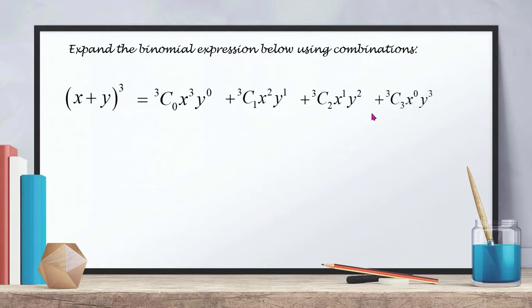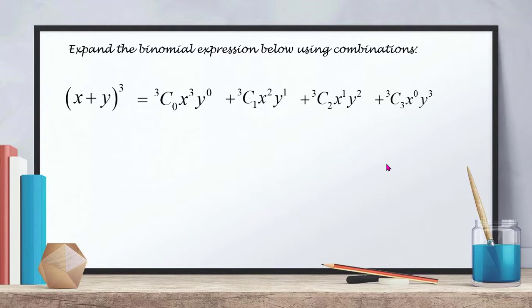The fourth term is 3 combination 3, and we are counting 0, 1, 2, 3. We're subtracting 1 on the powers of x, so 3 minus 1 is 2, 2 minus 1 is 1, 1 minus 1 is 0. And on the powers of y, we're just adding 1, so 0 plus 1 is 1, 1 plus 1 is 2, 2 plus 1 is 3. That is how we expand a binomial expression using combinations.